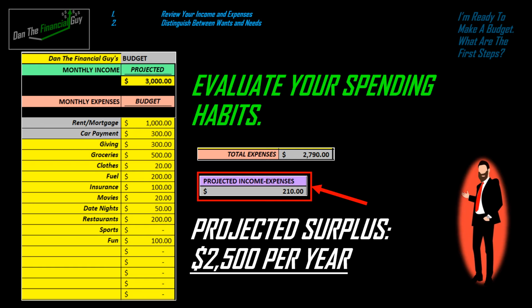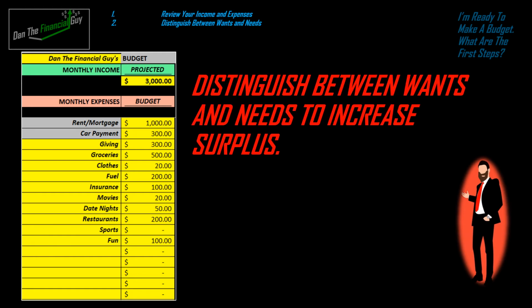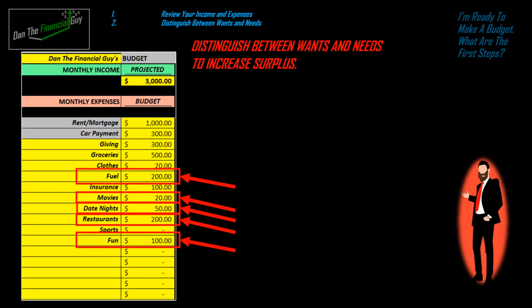However, as you'll see, by trimming our budget in some areas, I think we can do a little better and increase that surplus. To do that, we'll think hard about what we really need and compromise on some of the things we want. A few of the categories that I've identified as wants and as areas where we can reduce our spending is fuel, movies, date nights, restaurants, and fun.